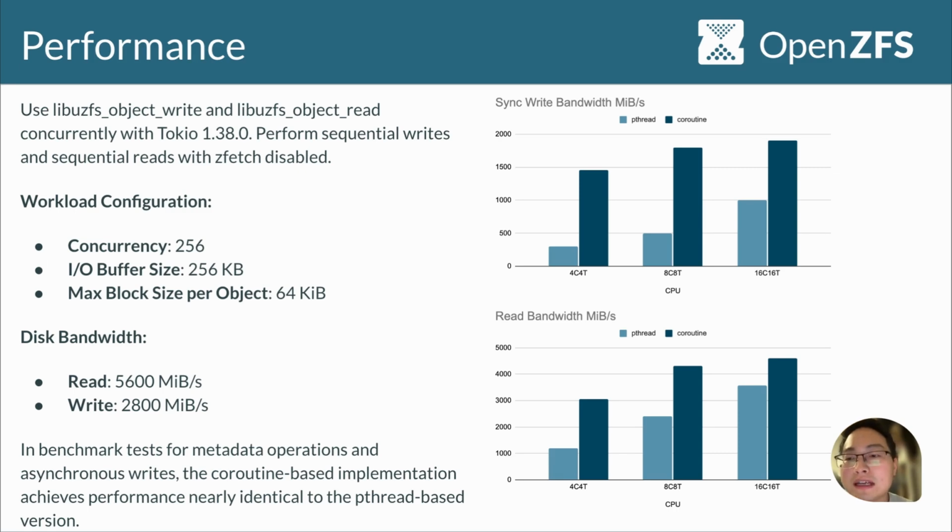Frames 4, 5, and 6 are in the Rust stack. We have also conducted benchmarks of the coroutine implementation and the pthread implementation. Because the depth of the pthread version is limited by thread count, it achieves lower throughput than the coroutine version. And in other benchmarks like async write and metadata operations, the performance of both implementations is nearly identical.